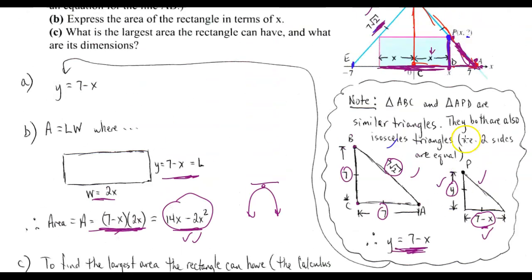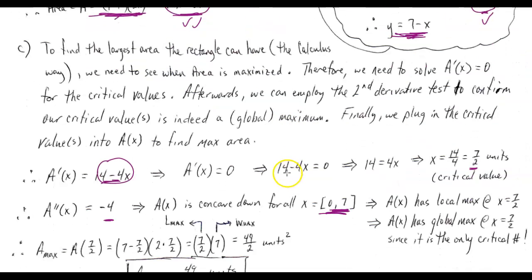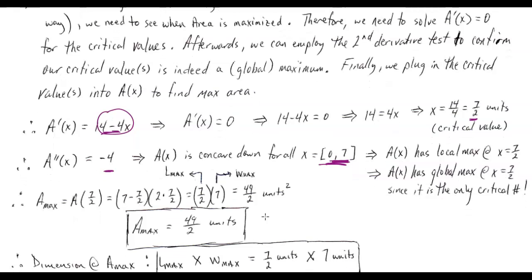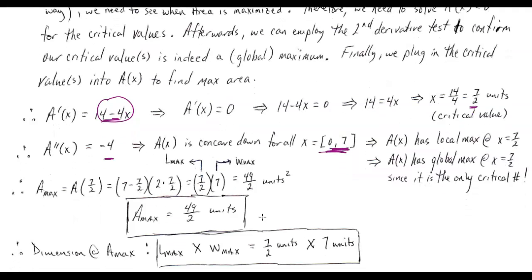And that's important here. Let me erase some of this, because in all of what you're seeing here, x can go from 0 to 7. Okay, so that's why I made that statement there. Thus, we know that at this critical value of 7 over 2, which is 3.5 units, we're going to have a local max. And so because of that, we know that the max area here will be 49 over 2 units. Okay.